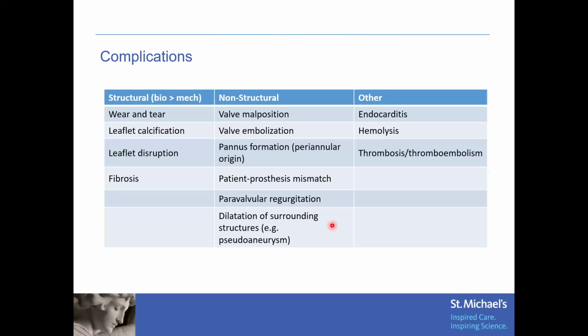And then the other sort of column, things like endocarditis, hemolysis, which is more common, of course, with mechanical valves, and then thrombosis, thromboembolism is another thing to keep in mind.